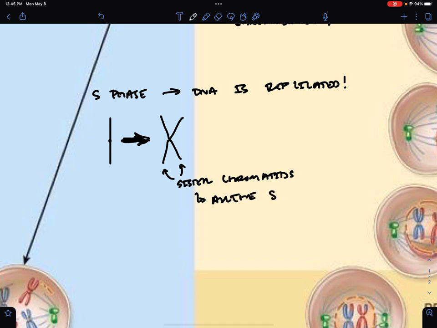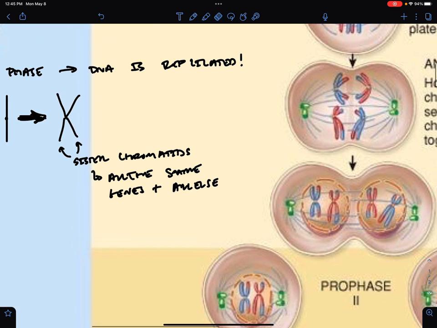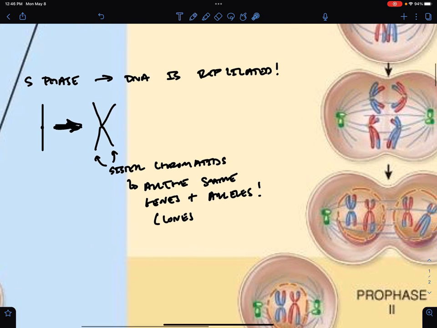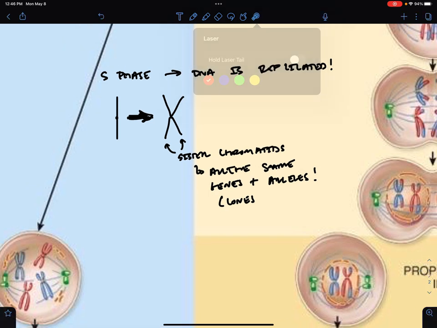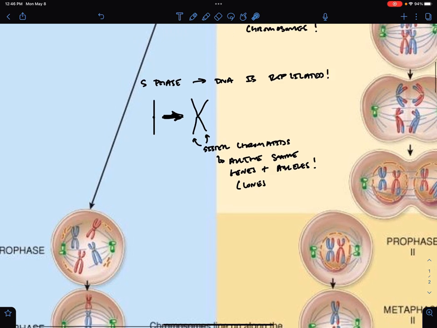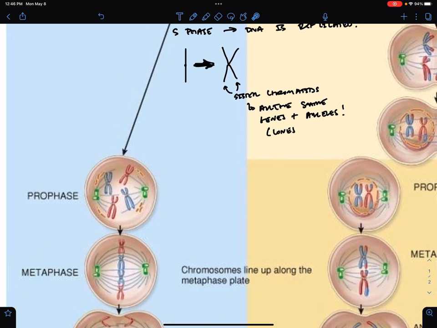They have all the same genes and alleles. So they are clones of one another. And once again, this happened during S phase, during DNA replication. We're going to talk in much more detail about the mechanism of how DNA is replicated in a few weeks. So just hold on to that thought if you have questions about it.